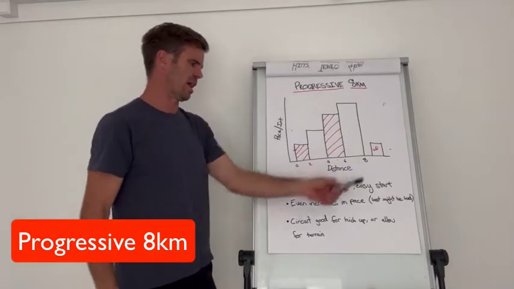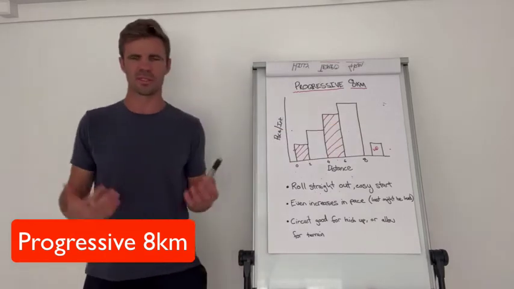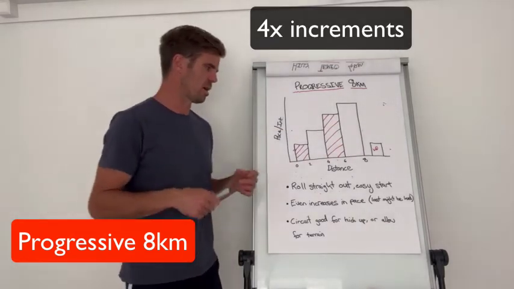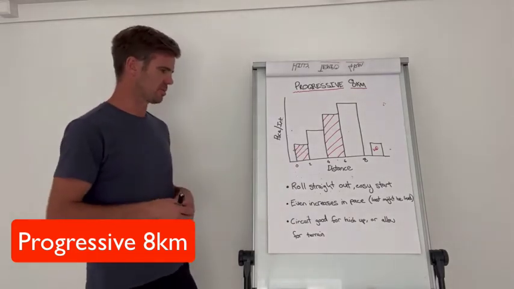Of course, we're going for 8 kilometers. And we're going to do 4 increments. Whenever I do a progressive, I always make it 4 increments. I don't know why, that's just the way it is. So we're going to make them even, 2 kilometers each.